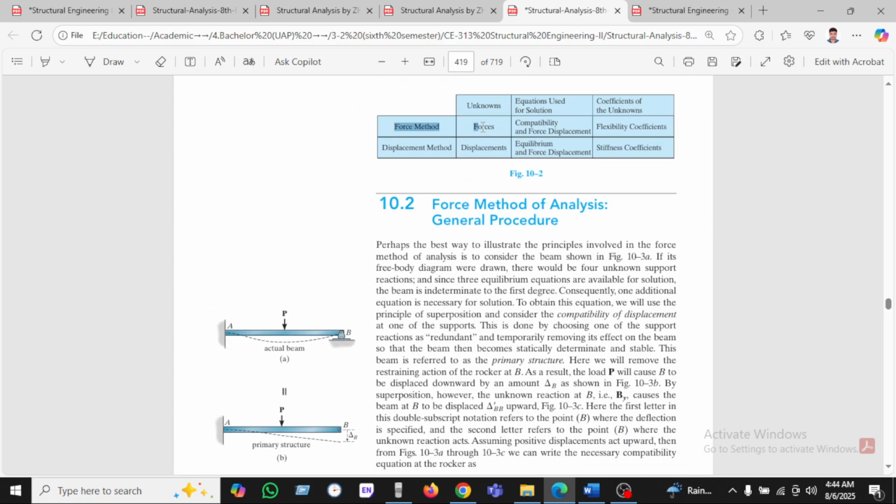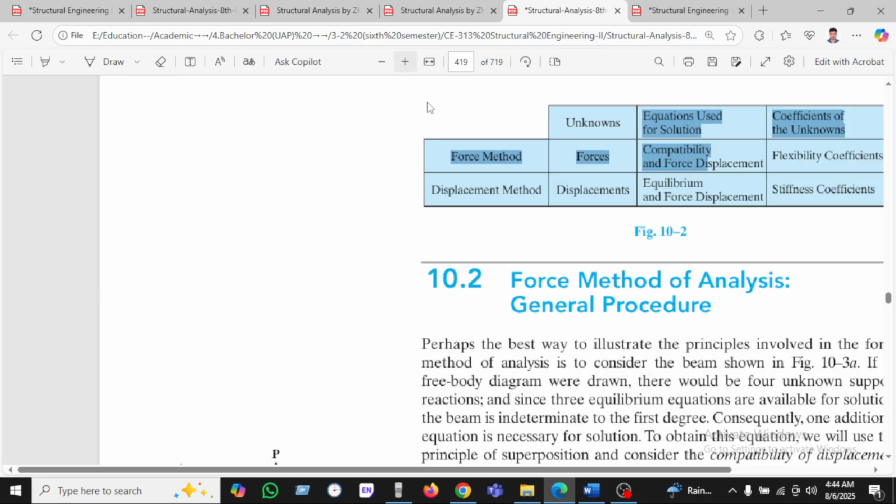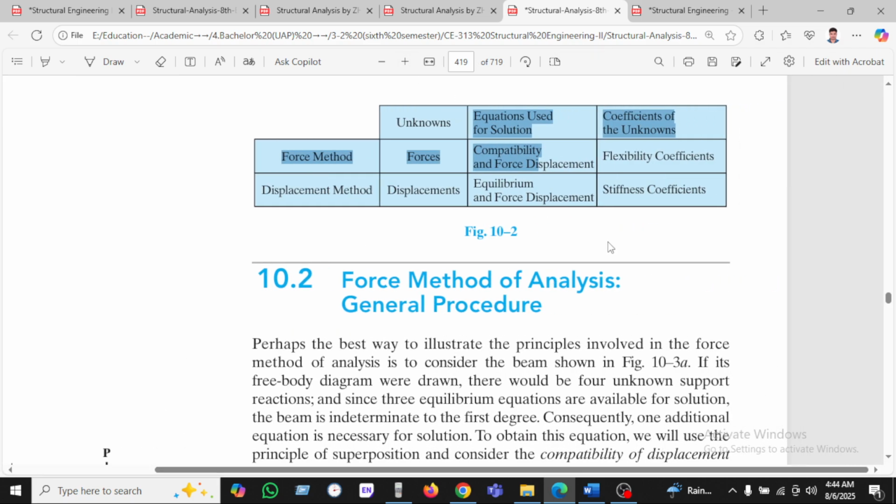Okay, so we can see the force method. The unknowns are forces, as we have been calculating. It is an indeterminate structure, that's why the unknowns are forces. The compatibility and force-displacement equations will be used, and the coefficient of the unknown is the flexibility coefficient.